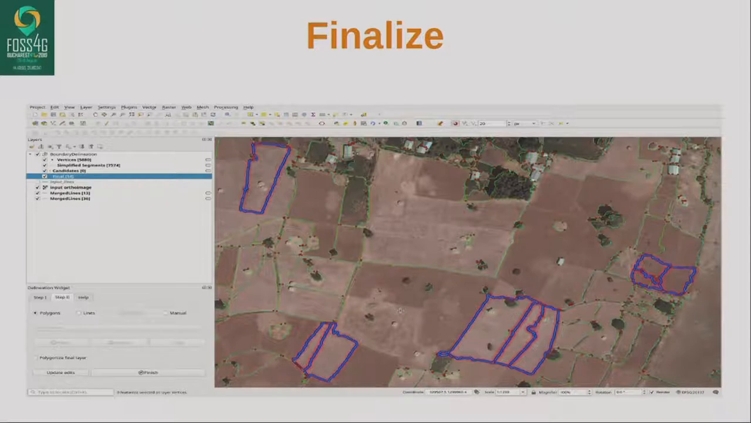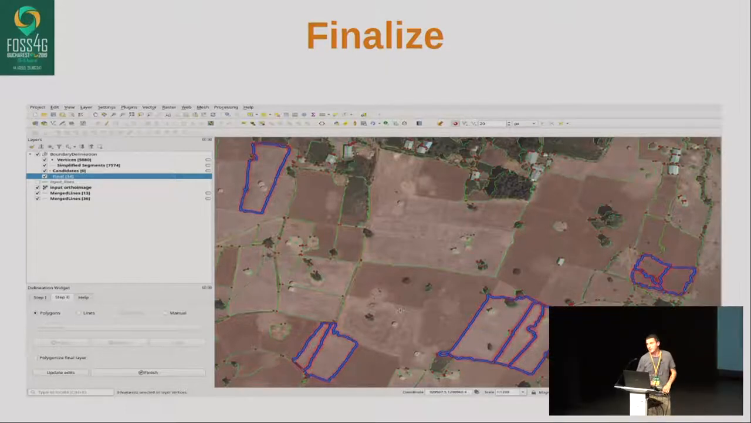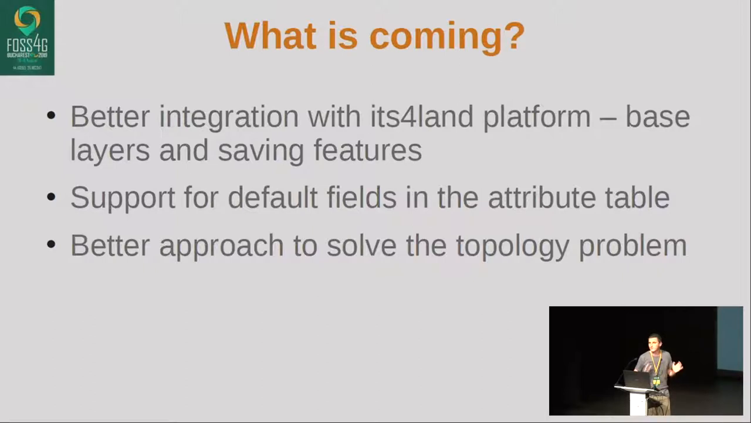When you're ready, of course, you can click on finish. It's important to know that the it4land platform by itself stores the features as line strings. For some reason, I'm still not very sure why Hansa Luftbild decided to do it like this. But you can always click on a polygonized layer and use the native QGIS plugin algorithms to create polygons from the lines. So basically, this is a functionality. It's not much, but it's a combination of already existing QGIS functionalities that are made easy to use.